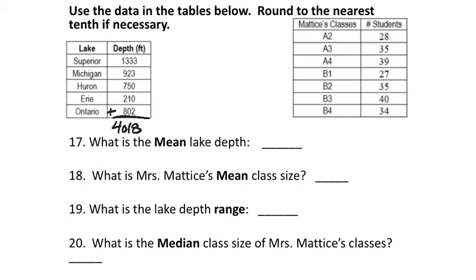Then to finish off the mean, all I need to do is divide that by how many numbers there are, and there are 5. So I divide by 5 in my calculator. It's already given me a value to the tenths, which is 803.6. Of course, we'll label that in feet as well, but this right here is our mean lake depth.